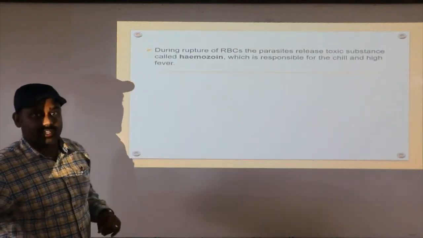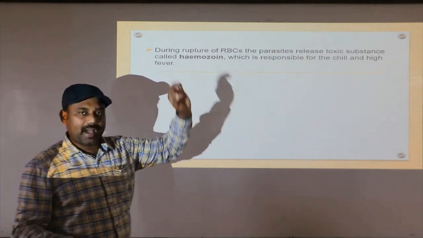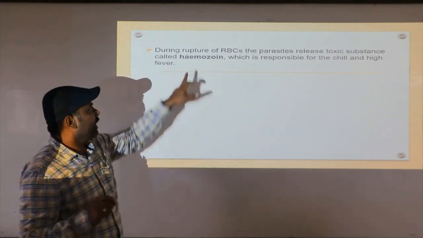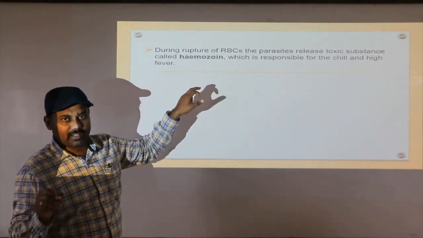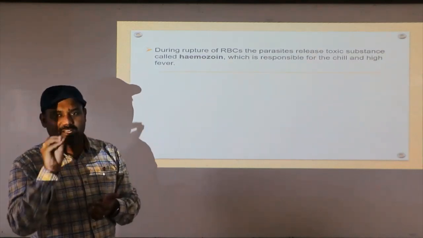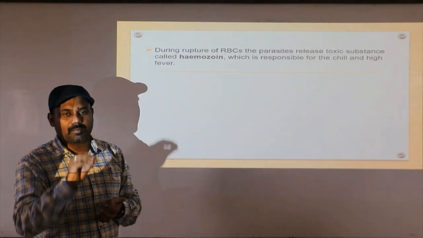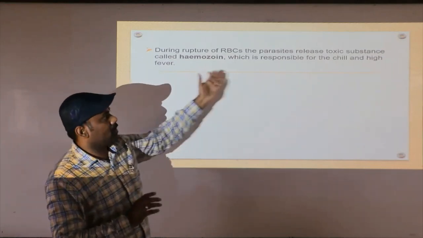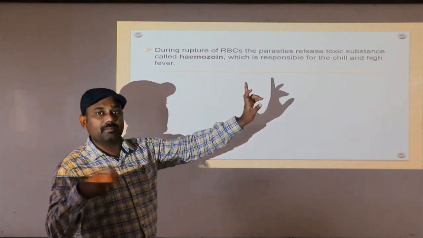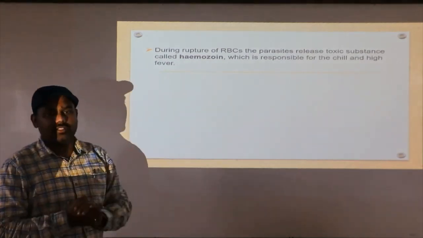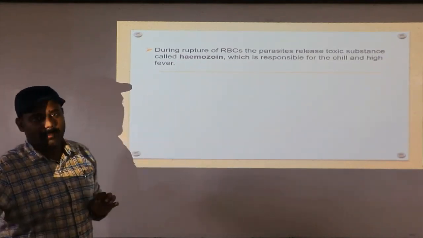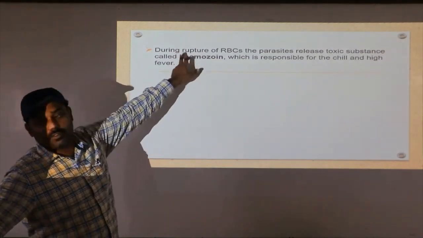During rupture of RBCs, the parasites release a very toxic substance called hemozoin. Do remember the word hemozoin. Clear? What is hemozoin? Hemozoin is a toxic substance which is released by the sporozoites, and which is responsible for chill and high fever. Do remember the point: the symptom, that is chill and high fever, is caused by hemozoin. That is a toxic chemical which is released by the parasite. So this is during rupture of RBC.